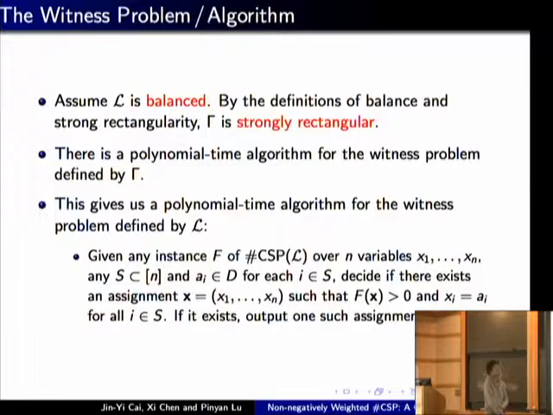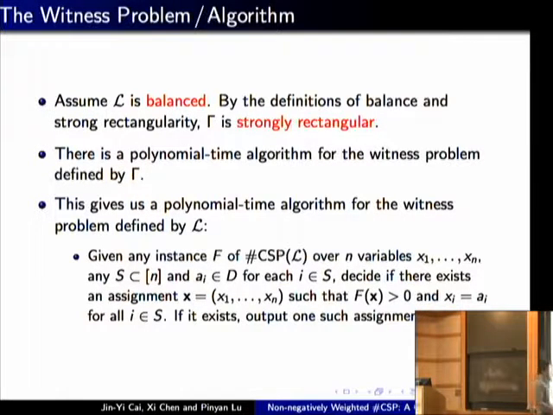And the reason why this unweighted language gamma is interesting is because you can show that if L is balanced, then gamma is strongly rectangular. You cannot prove gamma is also strongly balanced. That's not true, but you can show at least gamma is strongly rectangular. And remember earlier we said if you have an unweighted language and you know it's strongly rectangular, then we have polynomial time algorithms to solve the witness problem defined by this unweighted language. And now I claim that this algorithm immediately gives us a polynomial time algorithm for the witness problem defined by L.